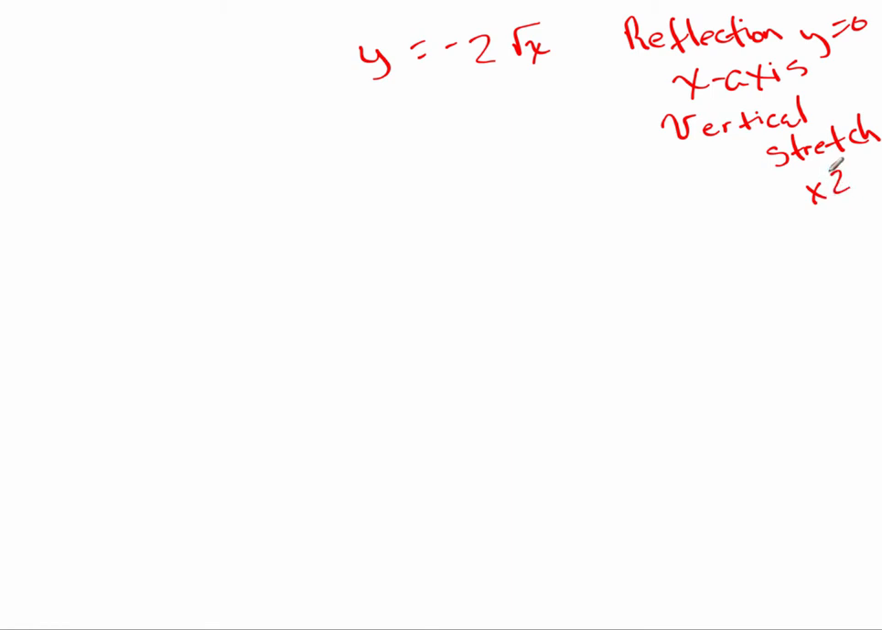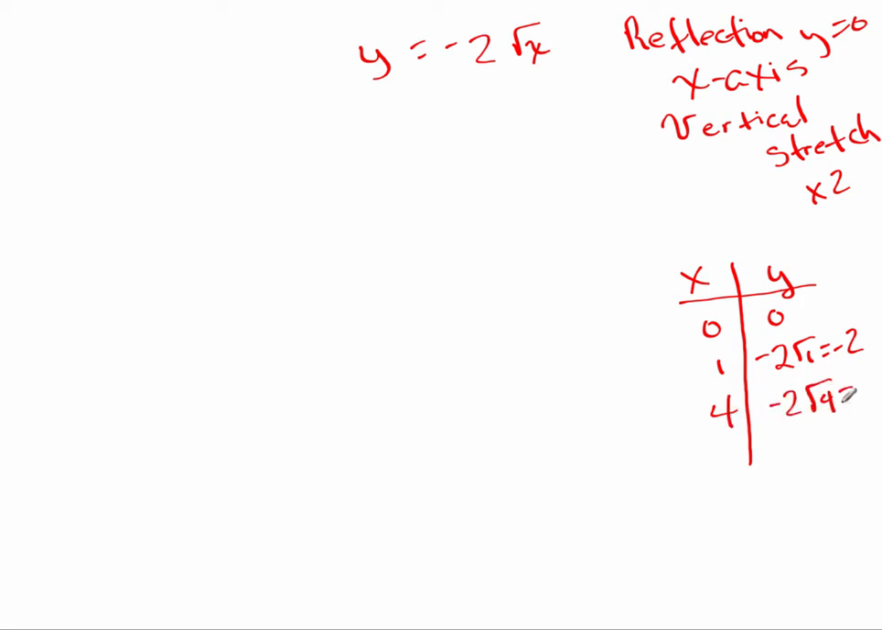Factor 2. So you're going to want to do the same thing. You're going to want to make your x, y table. You're going to want to start at 0. You're going to want to pick things that have nice square roots. So I'm going to pick 1. When x is 1, y is minus 2 times the square root of 1, or negative 2. When x is, what's the next one? 4. y is negative 2 times the square root of 4, which is negative 2 times 2, or negative 4.